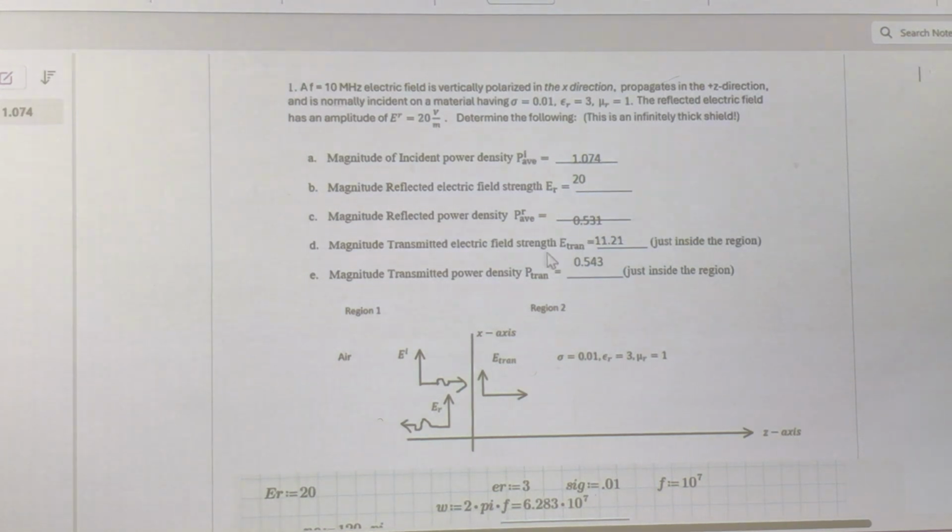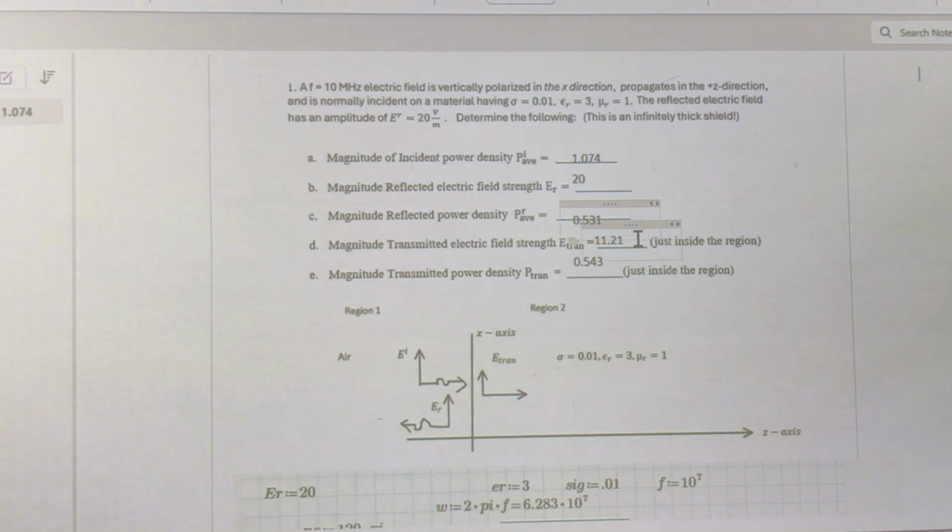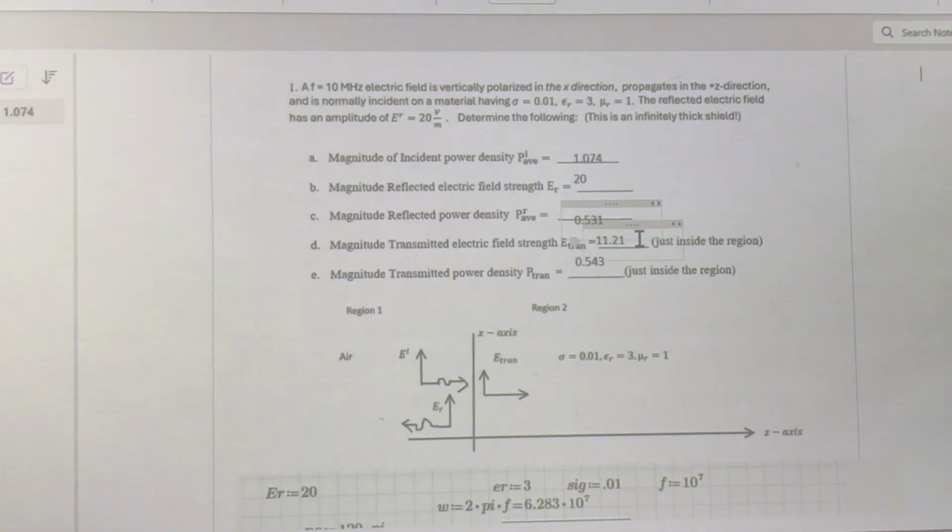All right, the transmitted electric field. Well, E transmitted, you can get the transmission coefficient, which is 2 eta 2 over eta 2 plus eta 1. Or you can just take 1 plus the reflection. Either one is the same value. Then if you multiply the incident electric field by the transmission coefficient, you get the transmitted field's magnitude. The only thing I cared about is magnitude.